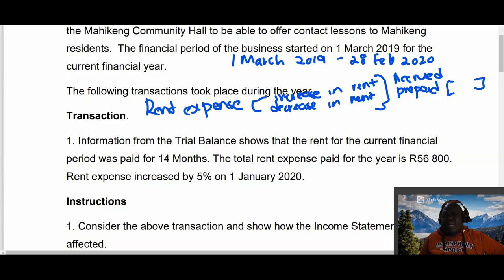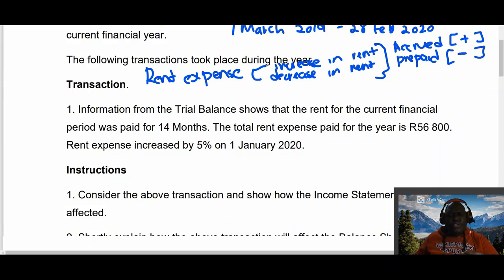And then if it's prepaid, it means you must subtract. If it's accrued, meaning that it is behind, you must add on the effects on your income statement when you show what's going to happen to that particular transaction. Okay, so we need to be able to play around with this, to use the information that we have to know what exactly we are expected to do.